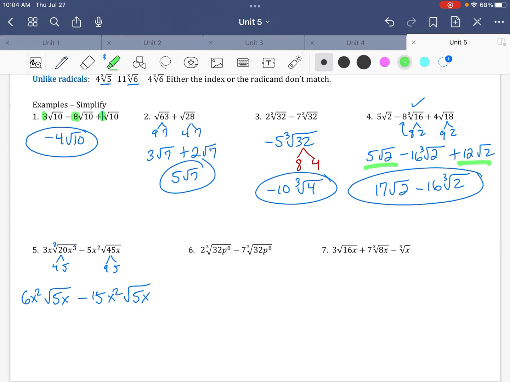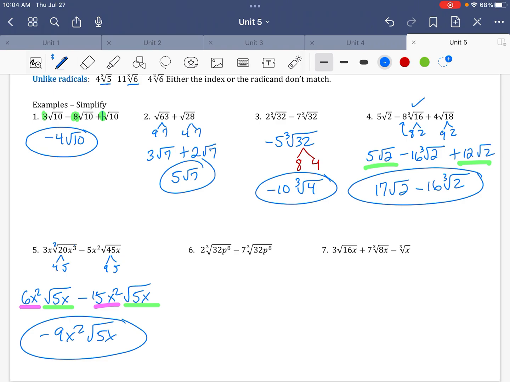All right, so what matches here, two things need to match. I got my radicals, they match. But the things in front, look at those. This part and this part, those have to also be like terms, and they are, right? So I have 6x squared minus 15x squared. So I have negative 9x squared with a radical 5x.